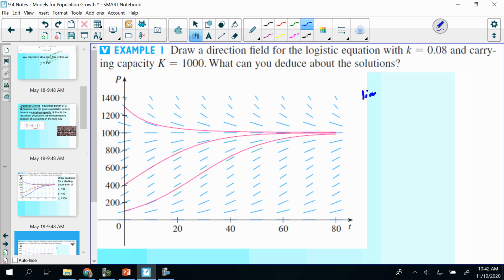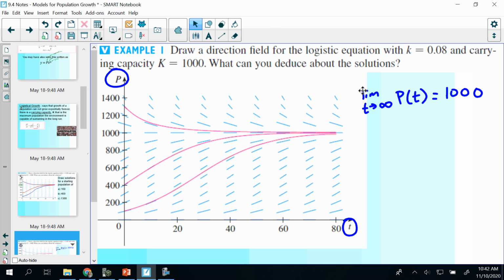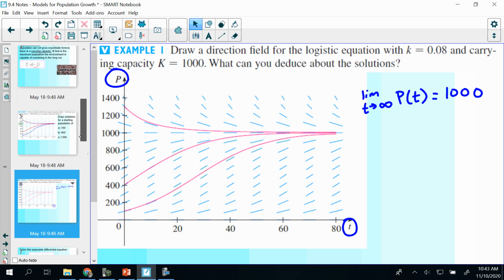So what we're seeing here is that no matter what the initial population is, if you do the limit as the time keeps increasing out to infinity of our population, which is a function of time here, no matter where you start, it's going to approach that carrying capacity of 1,000. So logistical growth is always going, in the long run, to advance towards that carrying capacity.